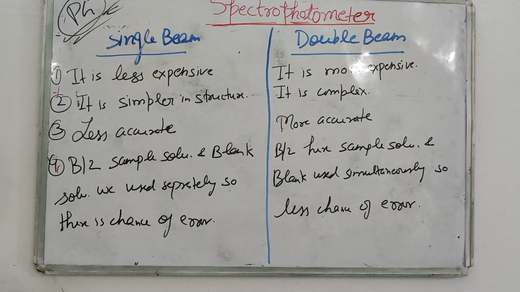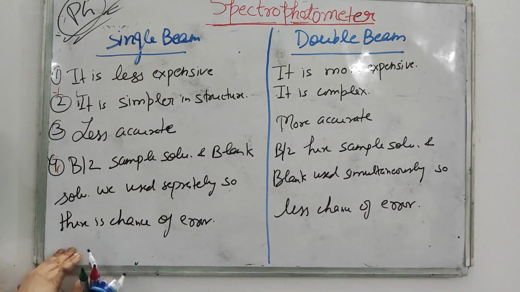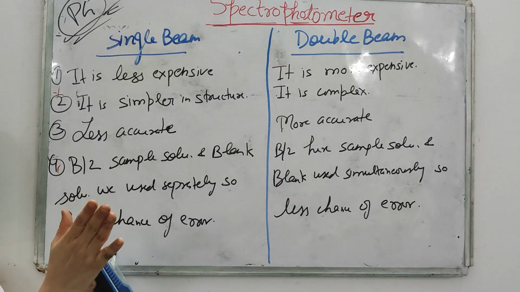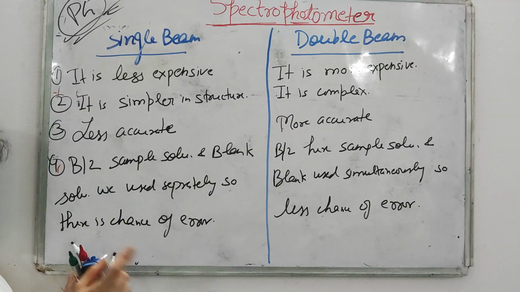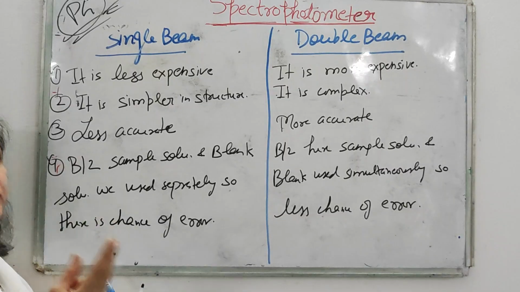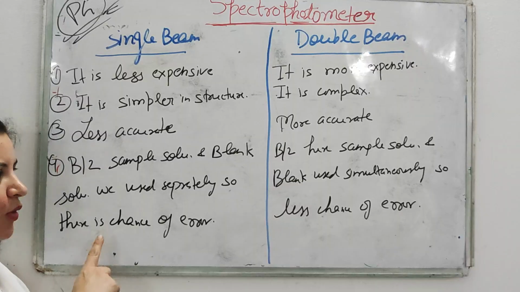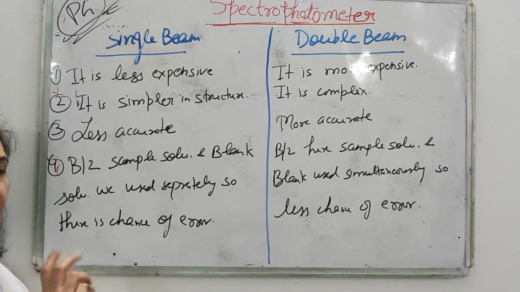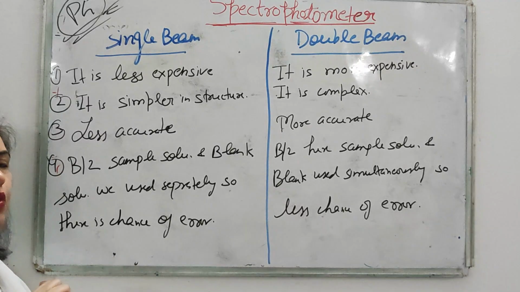Once again, we will understand why one is less accurate and the other more accurate. In single beam there is only one beam that passes through. First one beam is passed through your sample solution, then you calculate the OD of your sample solution. Then again you set up the instrumentation, and in a cuvette you put blank. So you do two separate processes. First you measure the OD of your blank solution, then you measure the OD of your unknown solution. If you do a process separately in two times, then there are more chances of error.